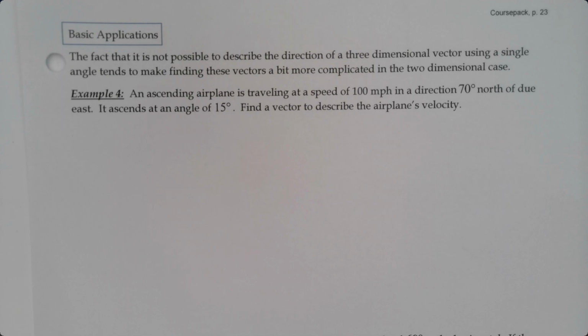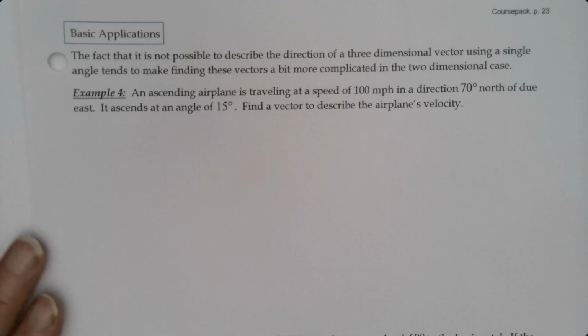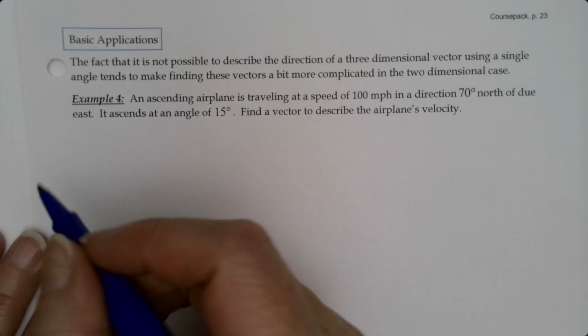All right, so we have an ascending airplane. It's traveling at a speed of 100 miles per hour in a direction that is 70 degrees north of due east. It ascends at an angle of 15 degrees. Find a vector to describe the airplane's velocity. Okay, so this will be fun.